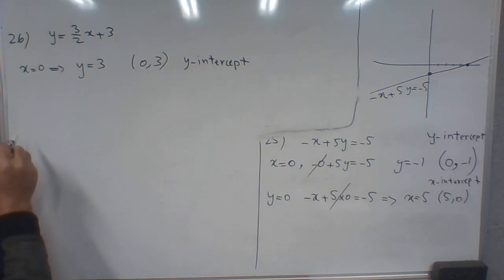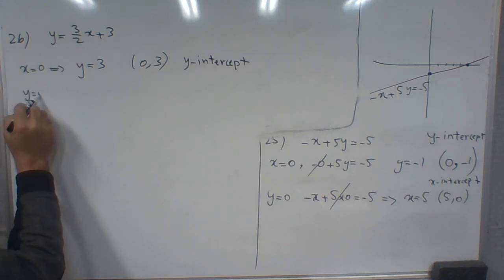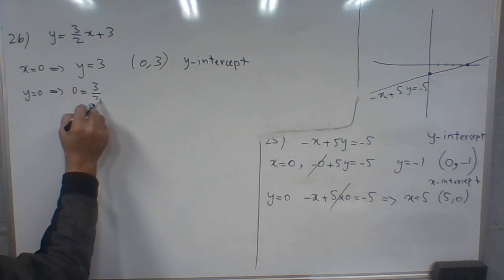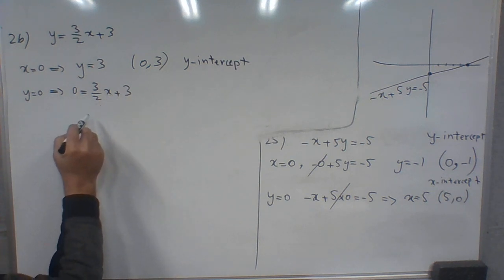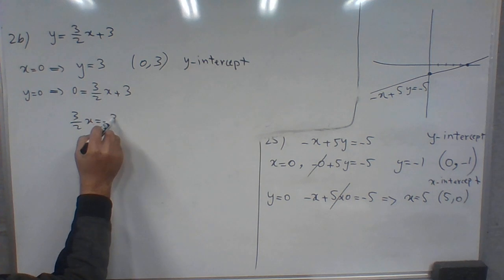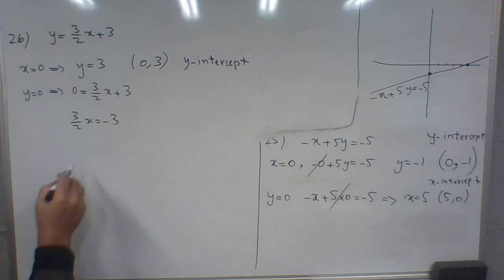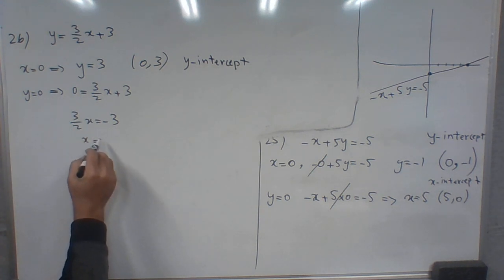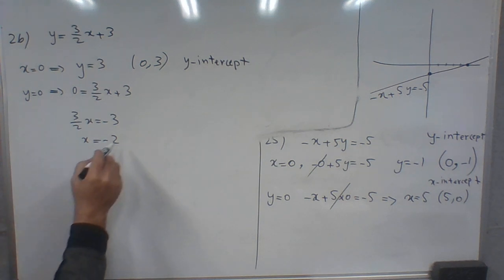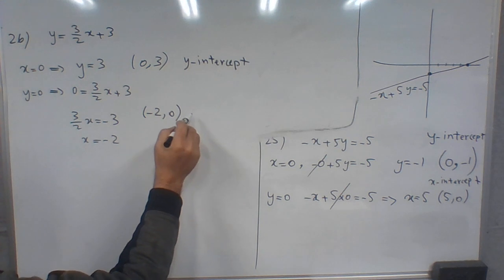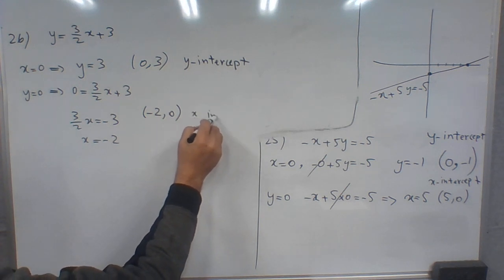And then for the x-intercept, y is 0, then this is 0. 0 equals 3/2 x plus 3, or 3/2 x equals negative 3, subtract 3, and then multiply by 2, divide by 3, so x equals negative 6 divided by 3, negative 2. So negative 2 and 0 is the x-intercept.